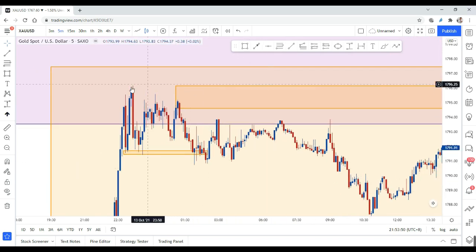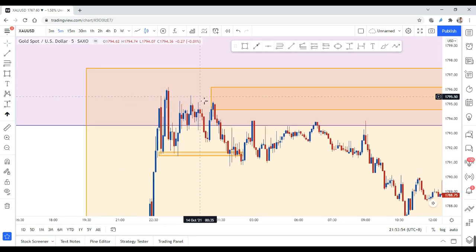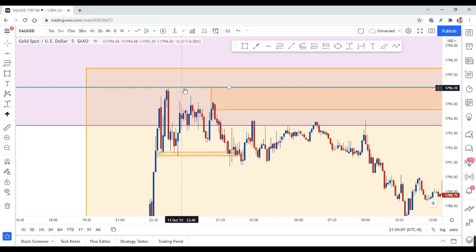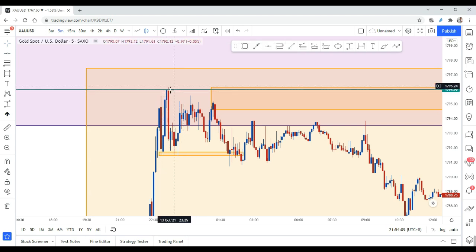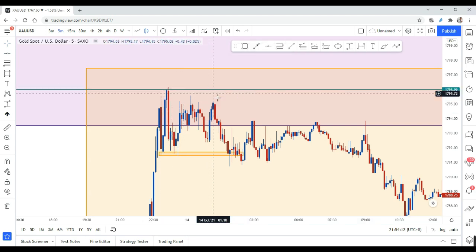Even if you consider this as a QML, one of my methods of avoiding stop loss, or should I say reducing my risk, is that I always put a horizontal line on top or somewhere around this head. So let me get all this out first.